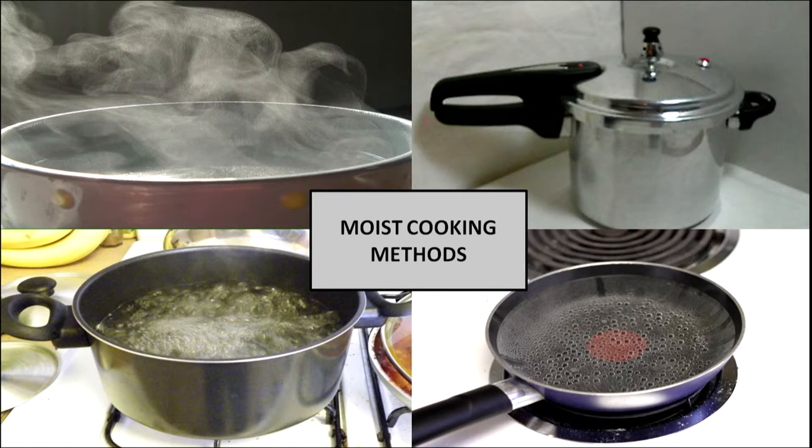When we say moist cooking methods, moist means water. So every time we will use water. On the left top you are seeing the steam coming out of the water. Below that, water is boiling, that we use for cooking, boiling the egg, boiling the potato, boiling the rice. And on the right, we are seeing the pressure cooker that we use for pressure cooking. On the lower side, you see the pan that we use for poaching or stewing. One by one, we will learn.